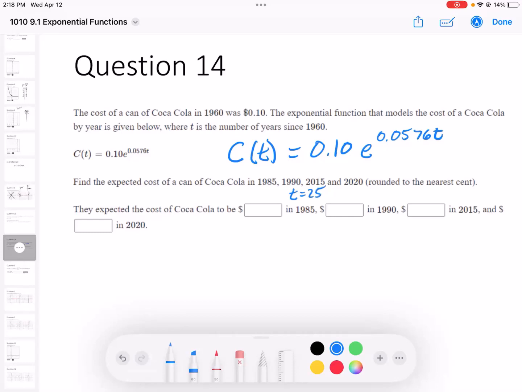And then you're asked to find the cost. So basically you just plug it in and calculate it. So you would say the cost in 1985 is going to be 10 cents times e raised to the 0.0576 times 25. And to simplify this, you would multiply these two numbers together, which would give you some decimal. Could someone actually calculate that for me and tell me what that is?